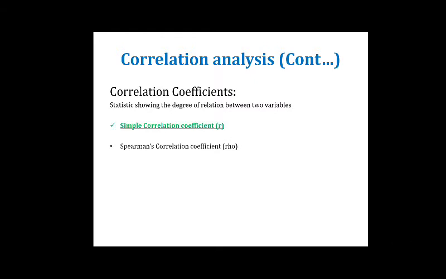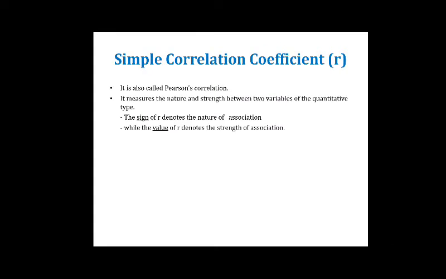We'll see the first technique, that is the simple correlation coefficient. This technique is also called Pearson's correlation. So what does it do exactly? It measures the nature and the strength of the relationship between variables of the quantitative type. Okay, so how does it measure? First thing, it notes the sign, means depending upon the sign we find the relationship. Another thing, what is the value? These two things we have to measure while finding the relationship or correlation between the variables. So what does the sign indicate?